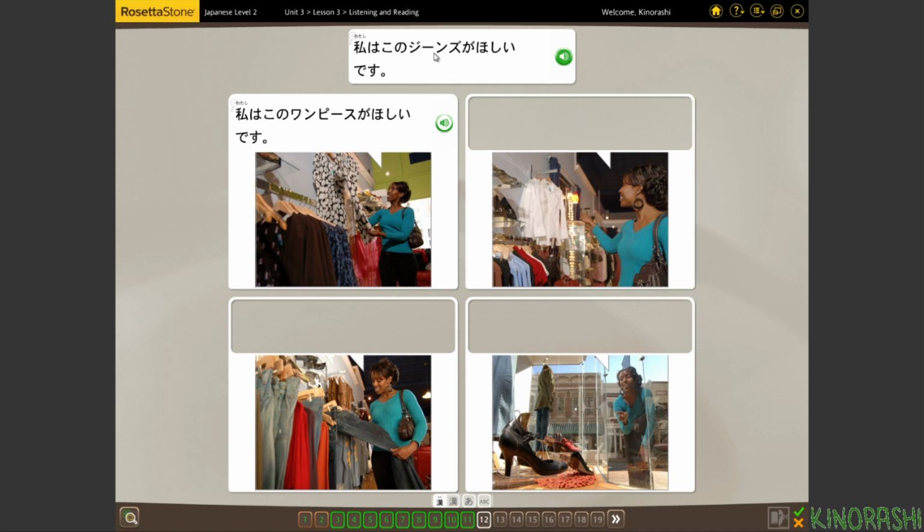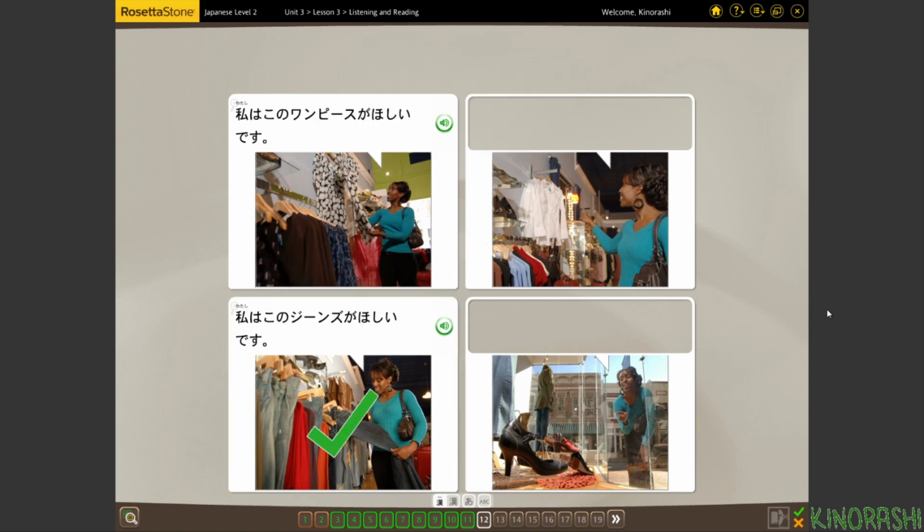私はこのジーンズが欲しいです。That's right. Kono, it's near her. And then jeans, of course, so.